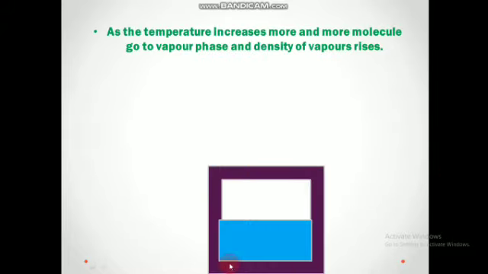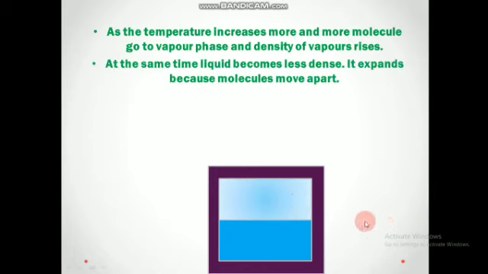So we have seen this in the first slide. As we increase the temperature inside the container which contains the liquid, more and more molecules go to the vapor phase, right? So the density of vapor rises. As we increase the temperature inside the container, the liquid is more and more converted to vapor phase, and the density of vapor rises. At the same time, the liquid becomes less dense. As it is expanding more, molecules move apart. So when we heat, this liquid becomes less dense.